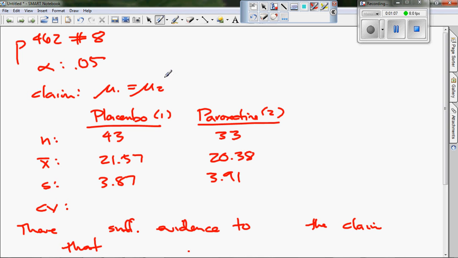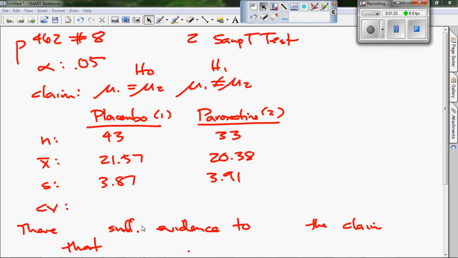Alright, so this is our original claim. The opposite of that would be mu1 does not equal mu2. So that gives our null hypothesis and alternative hypothesis. We're going to use 2-SampTTest to test the claim.